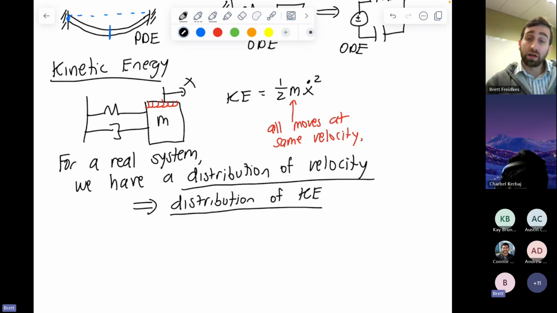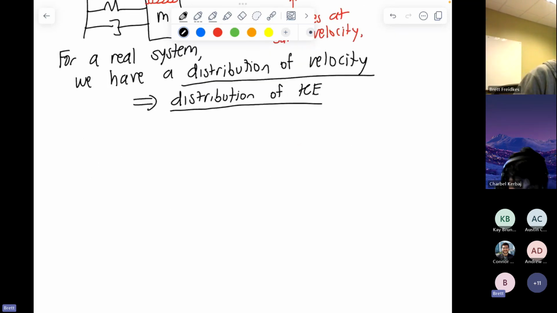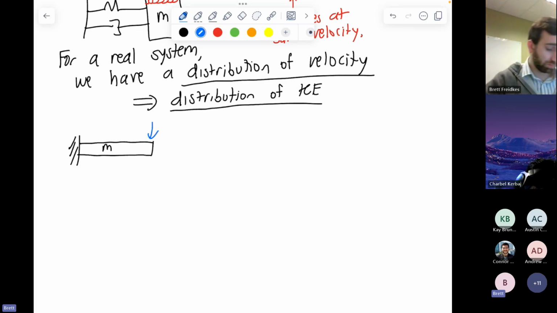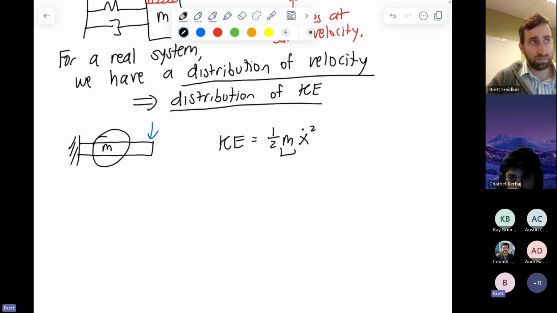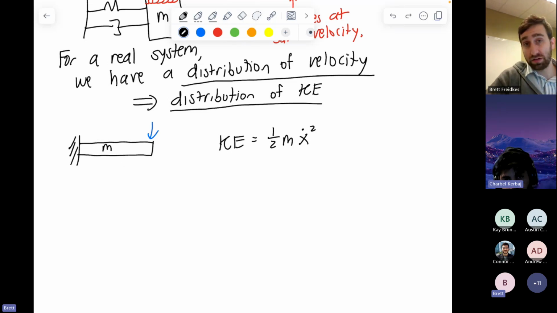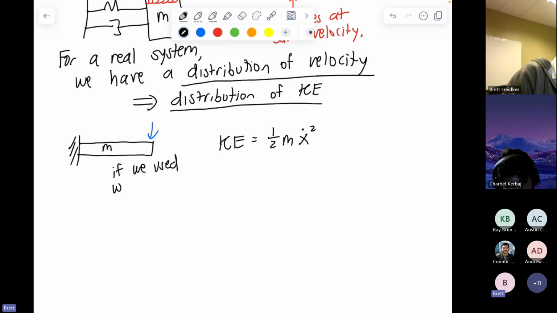Which is frustrating for us because let's say I had a cantilever beam of mass m and I have a force acting at the tip. Can I say that the kinetic energy of this beam is 1/2 m, some x dot squared? Can I use this m, the whole mass of the beam, do you think? No. Why not? Because you just said there's a distribution of velocity, so it's going to be different. That's correct.